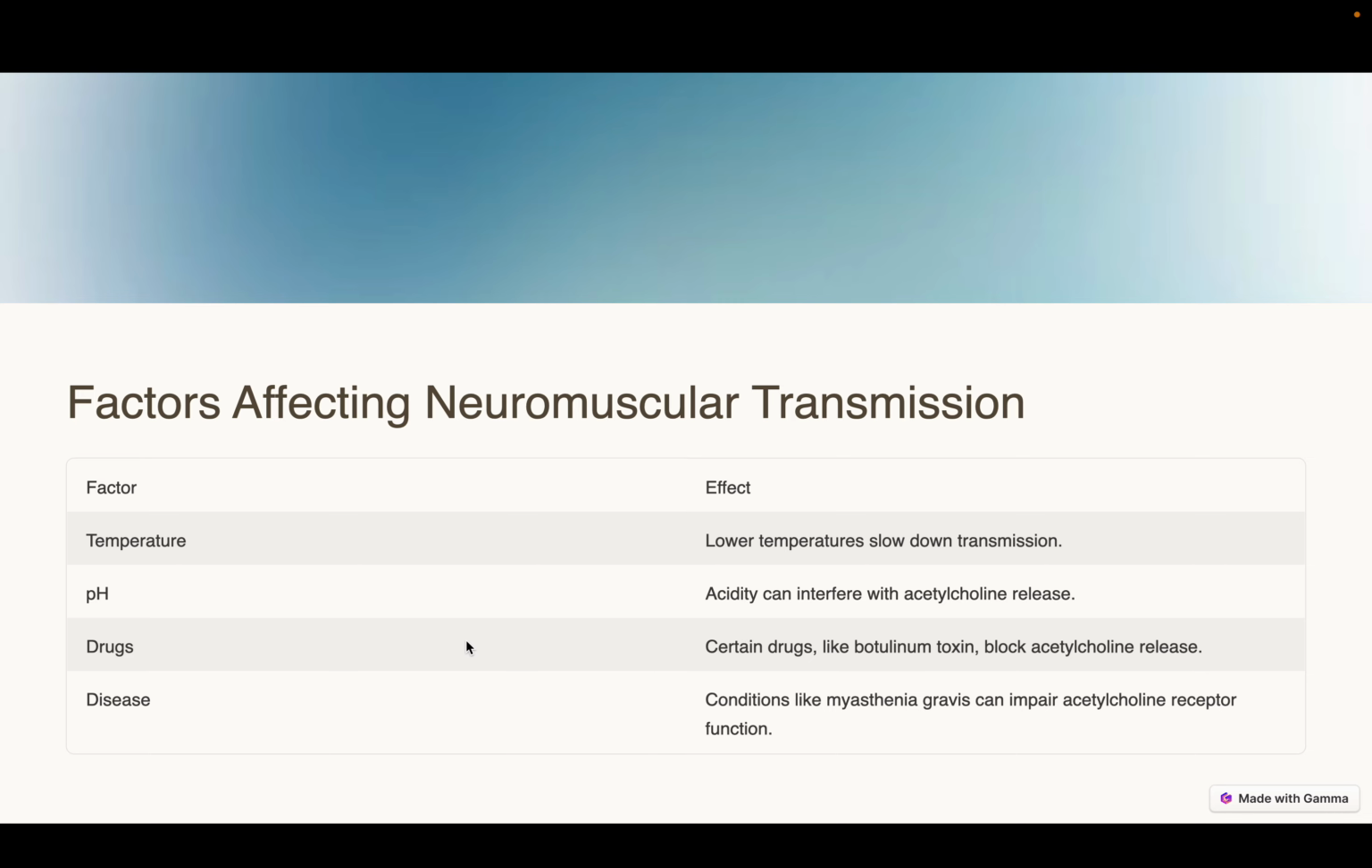Some drugs, like botulinum toxins or Botox, interfere with acetylcholine release from the presynapse. And diseases like myasthenia gravis involve impairment of acetylcholine receptor function.